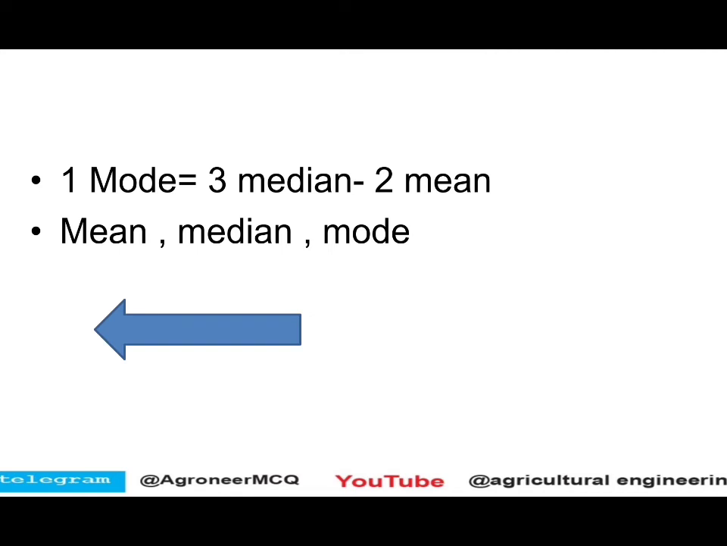But there is a relationship between mode, median and mean. The formula is mode is equal to 3 median minus 2 mean. Purposefully I have written 1 mode is equal to 3 median minus 2 mean. So first write down mean, median, mode. Then you have to follow the reverse order. So first you write mode, then median, then mean. So 1 mode is equal to 3 median minus 2 mean. So 1 is equal to 3 minus 2. So it will be easier for you to remember this relationship.